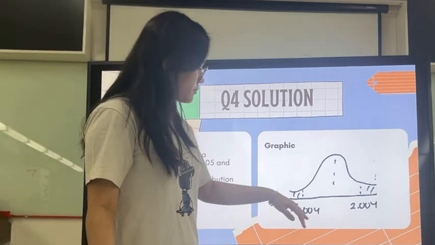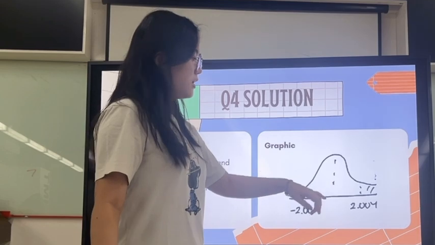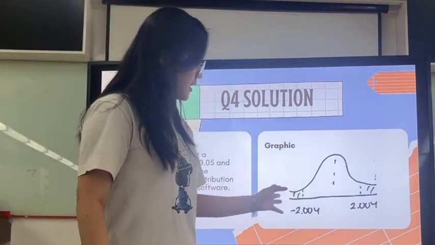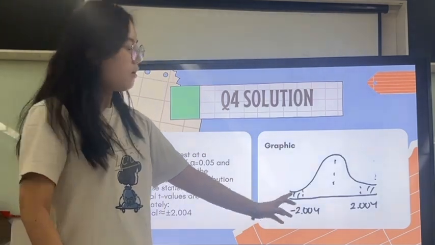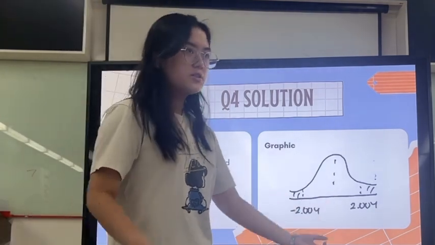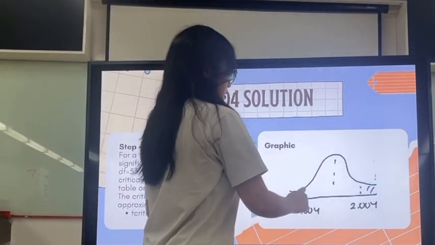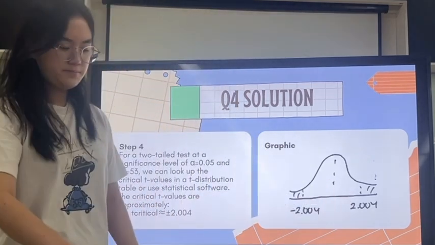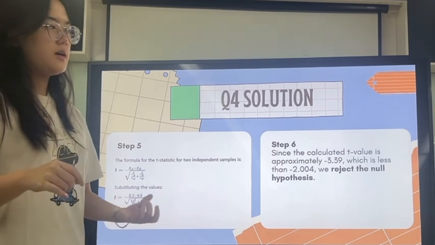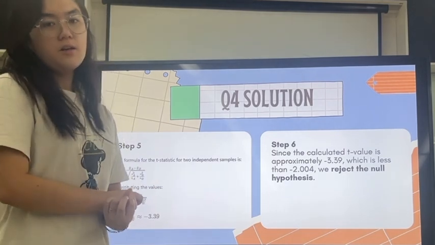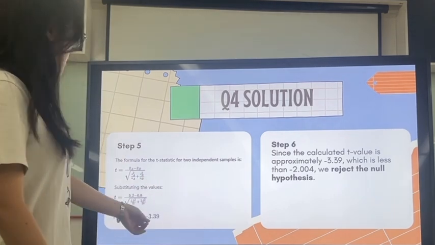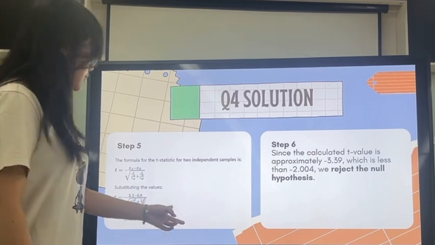So we're gonna reject the null hypothesis H0 if it is less than minus 2.004 or greater than 2.004. So we're not gonna reject it if it's around this part. Next, step 5 is just inputting all of the values from the question into the formula. And we're gonna find out that it is around minus 3.39.